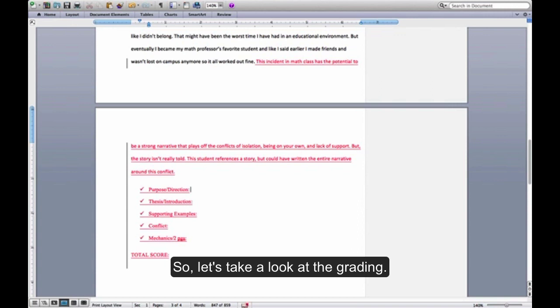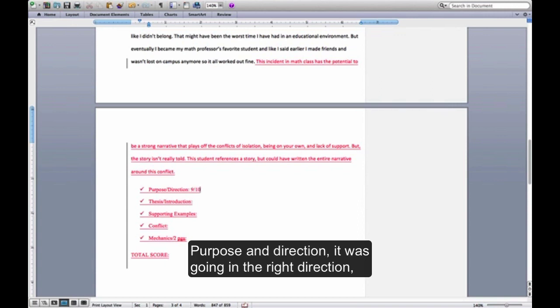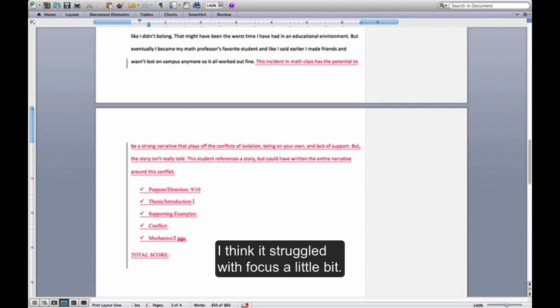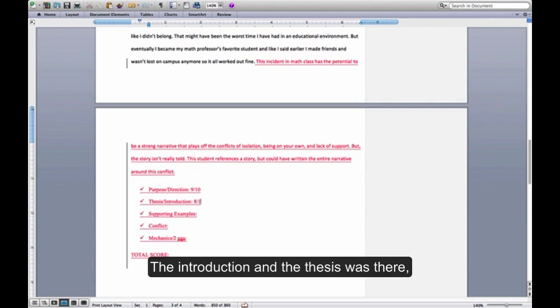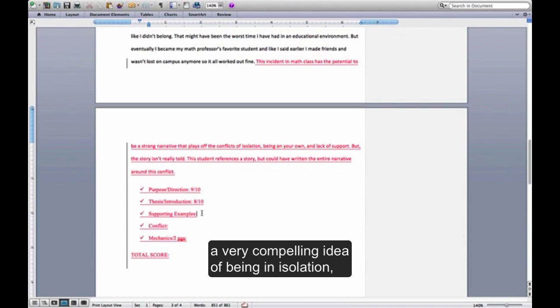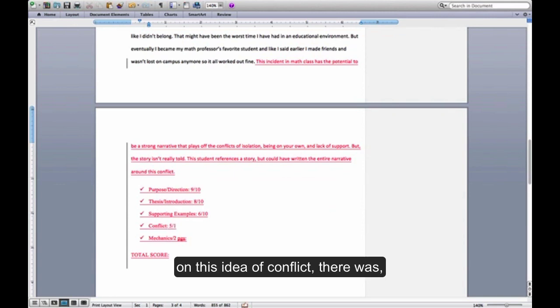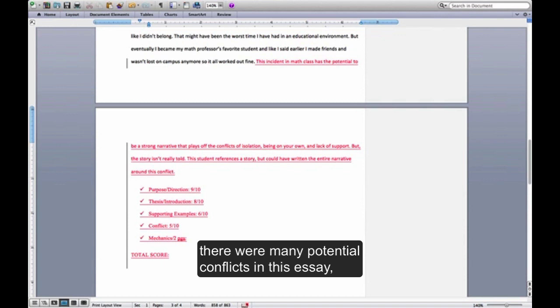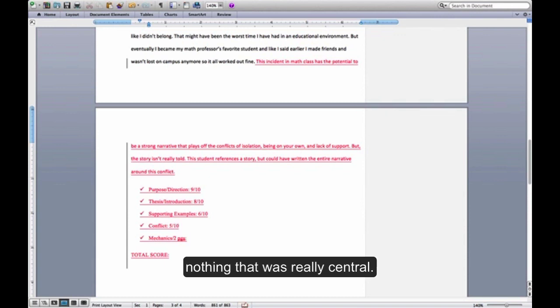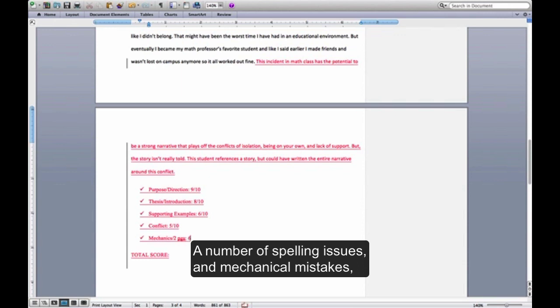So let's take a look at the grading. Purpose and direction, it was going in the right direction. I think it struggled with focus a little bit. The introduction and thesis were there, a very compelling idea of being in isolation, feeling like he is across the United States. A little weak on the examples and a little weak on this idea of conflict. There were many potential conflicts in this essay, nothing that was really central. A number of spelling issues and mechanical mistakes. So I'll take some points off there.